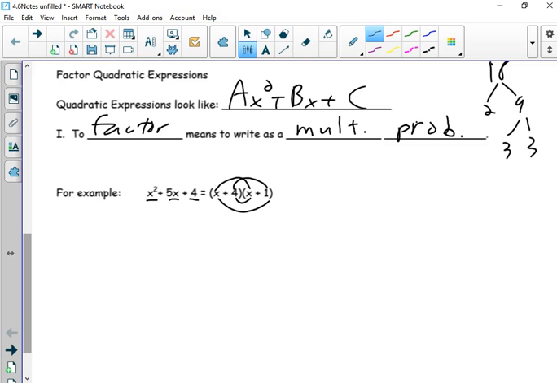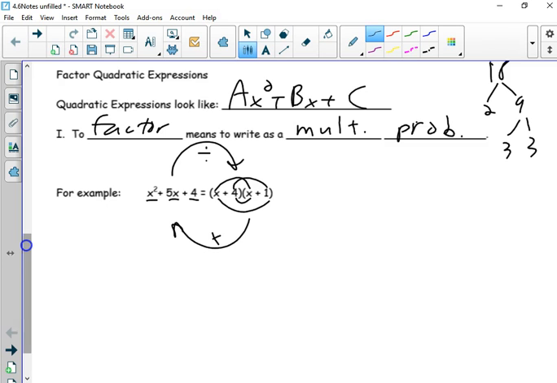So it's just like the circle of life, okay? You FOIL to get a quadratic, and you factor to get the binomials. You multiply to get the quadratic, you factor to get the binomials. So just going in a big circle. And it's just a circular relationship.